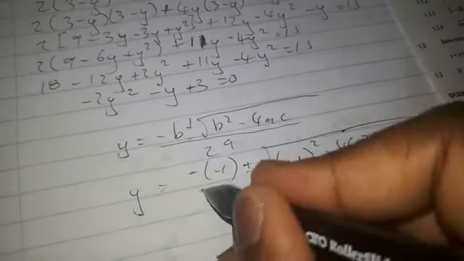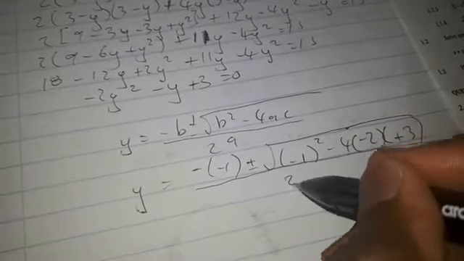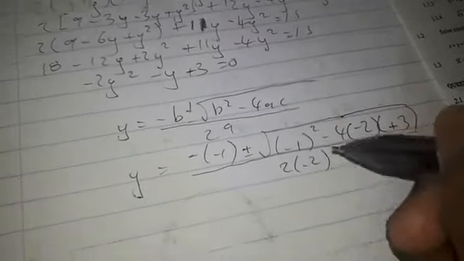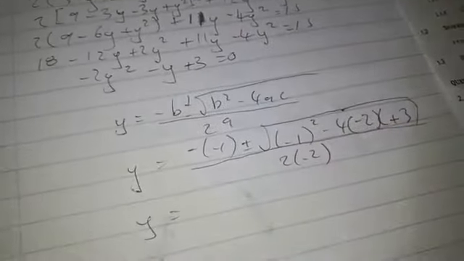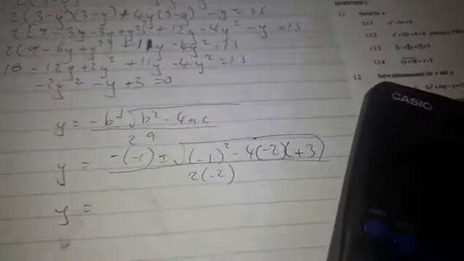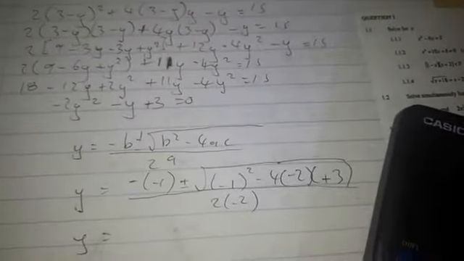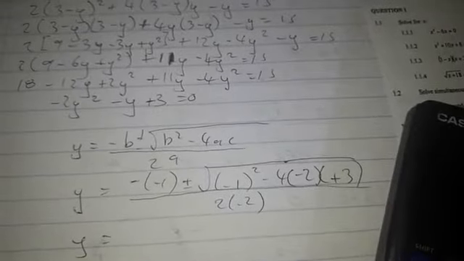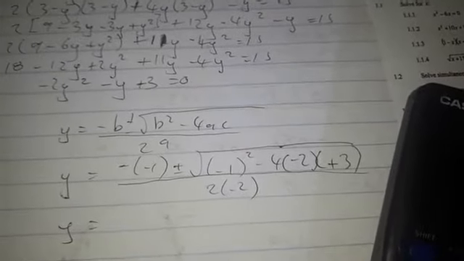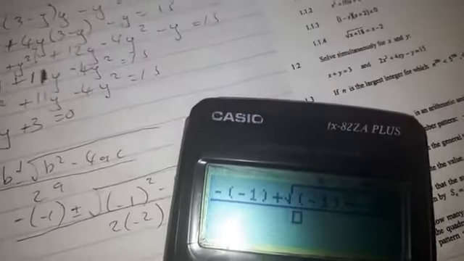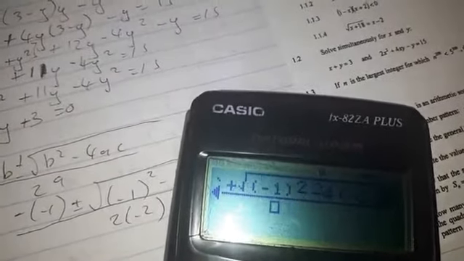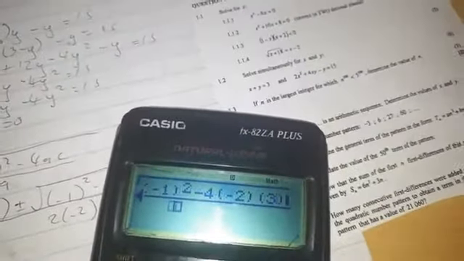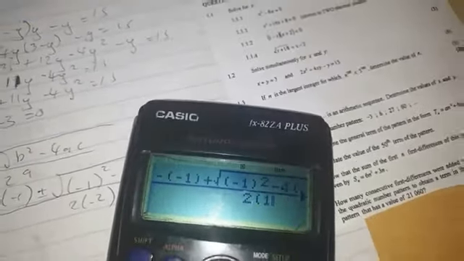Okay, so this is looking crazy, but anyways, 2y, and then y, using the quadratic formula. Let's see what y is gonna be here. Negative 1 plus negative 1 squared minus... negative 2, and we got the positive 3 there, and then 2 times negative 2.